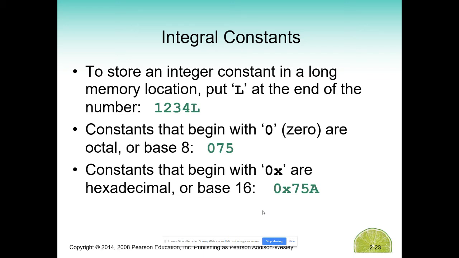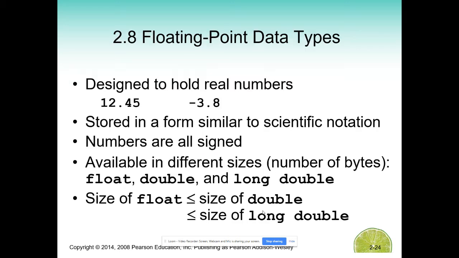Again, when you're declaring these variables, make sure the name reflects what it's trying to hold, so that if somebody else comes after you, they can read the code and it makes sense. Okay. Integral constants. To store an integer constant in a long memory location, put L at the end of the number. Constants that begin with 0 are octal, or base 8. And the ones that begin with 0x are hexadecimal, or base 16. The example we went over last class was base 2 with binary numbers.